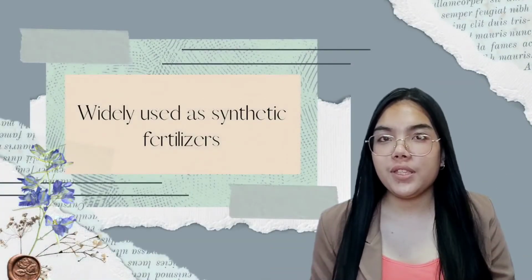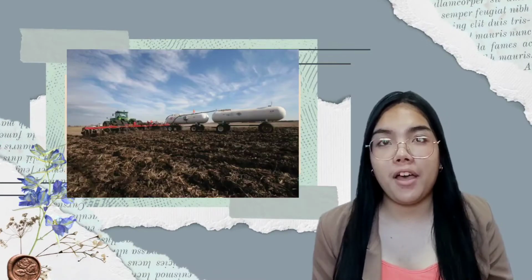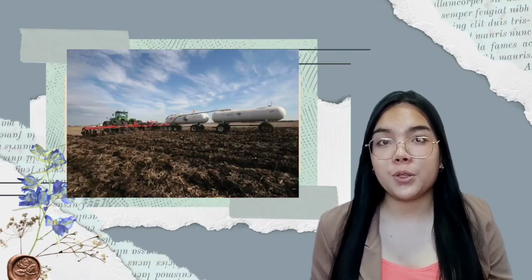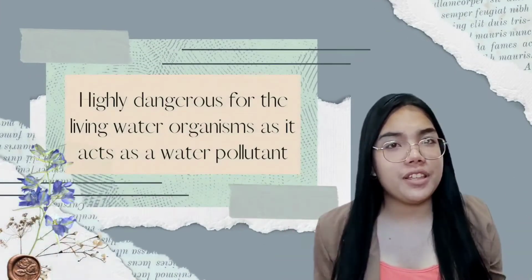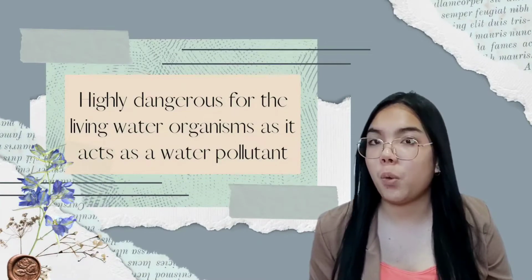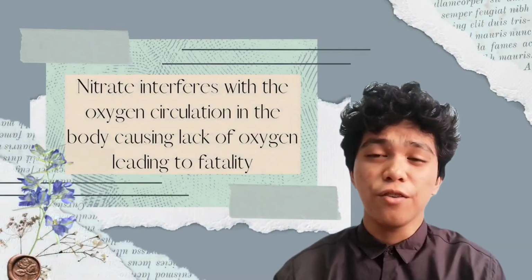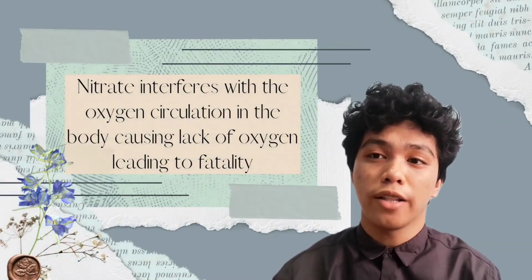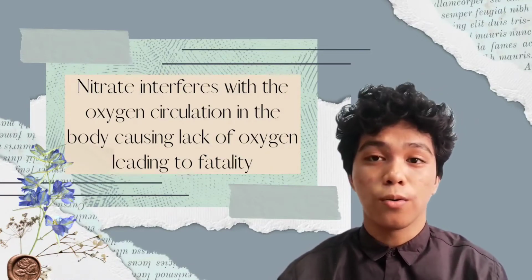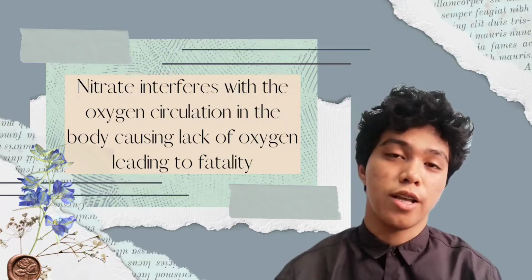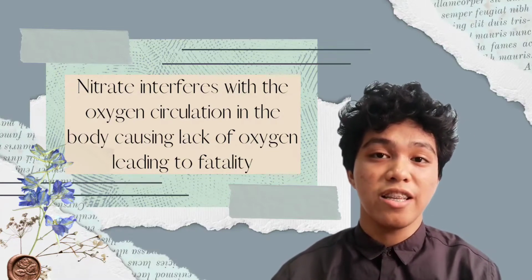Ammonia is widely used as synthetic fertilizers. However, when the fertilizers in the soil have been washed out by rain and taken to the streams or rivers, it is highly dangerous for living water organisms as it acts as a water pollutant. Nitrate interferes with oxygen circulation in the body, causing a lack of oxygen, leading to fatality. Also, nitrate in drinking water causes health problems, especially in infants.